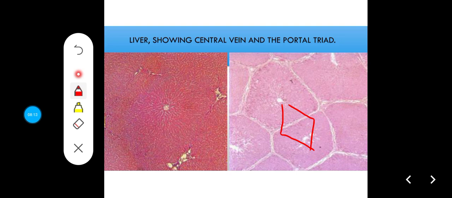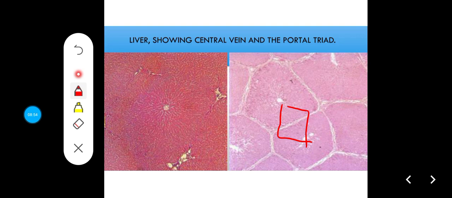So zone 1 is the one closest to the central arteriole. Zone 2 is the one next to zone 1. Then zone 1 is the one closest to the central vein. Zone 2 is the next zone after zone 1. Then zone 3 is the one that is closest to the hepatic arteriole. So this is how it looks, diamond shaped.